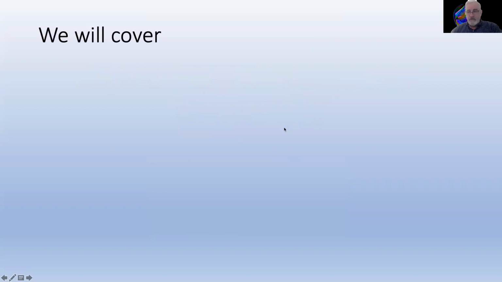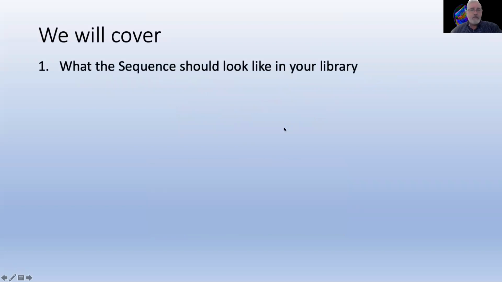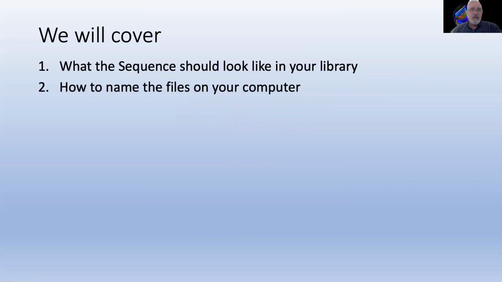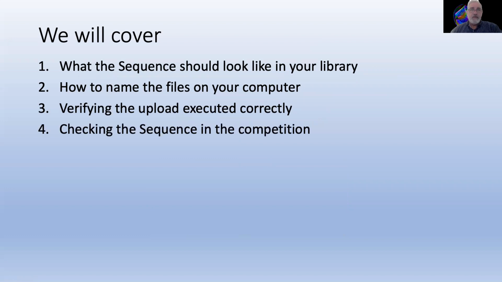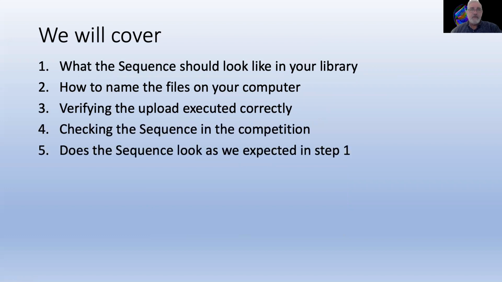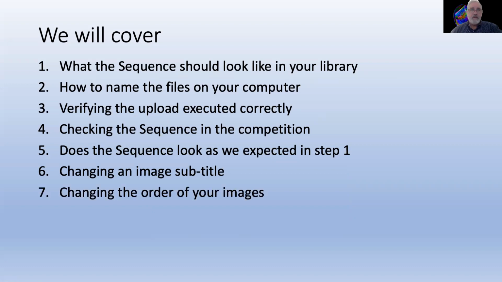These are the things we'll cover. What a sequence should look like in your library, how to name the files on your computer, verifying the upload executed correctly, checking the sequence in the competition. Does the sequence look as we expected in step 1? How to change an image subtitle, changing the order of your images, and replacing an image.